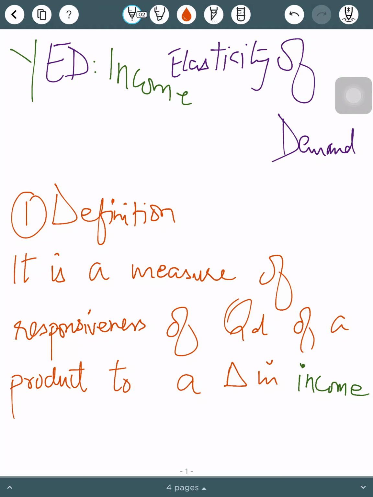So increase in income results in a decrease in quantity demanded of public transport. Here we have studied all four things for income elasticity of demand. In the next video, we'll use the same model to discuss XED, or cross elasticity of demand.